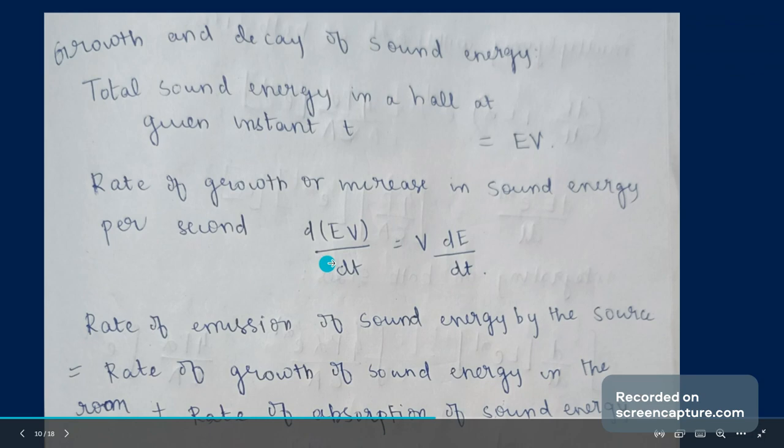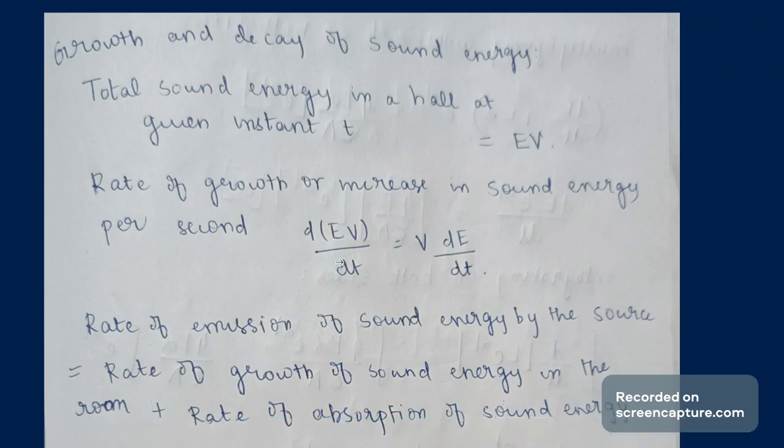Growth and decay of sound energy. We are assuming that the total sound energy in the hall is given by E V, where E is the energy of the sound wave at one particular volume, and V is the total volume of the hall. The total growth or increase in sound energy per second will be given by differentiating E V, which will be V into dE by dt, as V is going to remain constant.